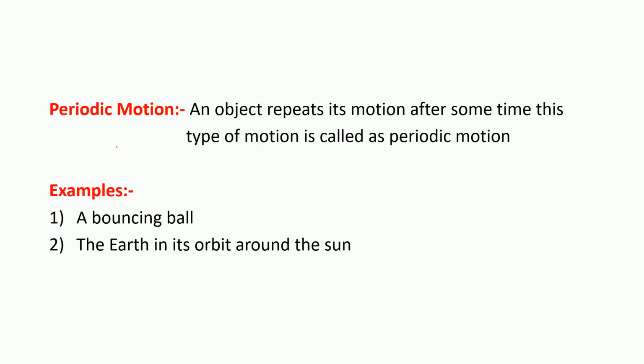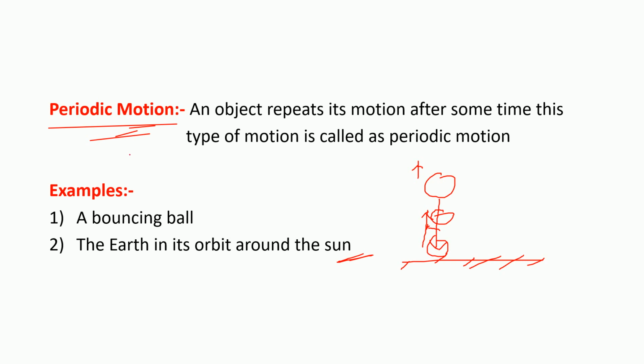Coming to the next motion, periodic motion. What is meant by periodic motion? Periodic motion is when an object repeats its motion after some time. This type of motion is called periodic motion. So one ball, this is the ground. If we throw the ball to the ground, it will go here, here, and it will bounce back to the same position, or depending upon the force, it will reach higher points. After that, the earth in its orbit around the sun is a periodic motion. So this is known as periodic motion.